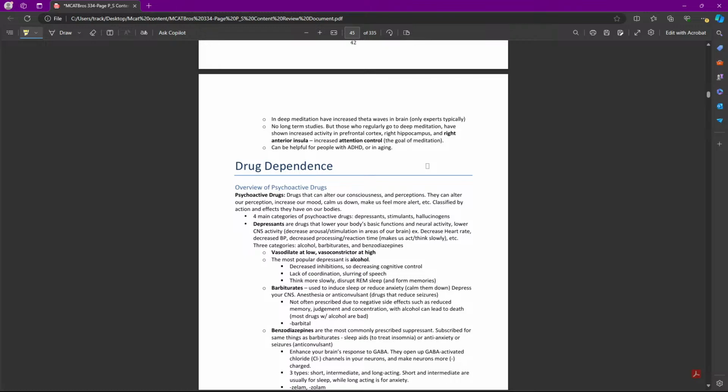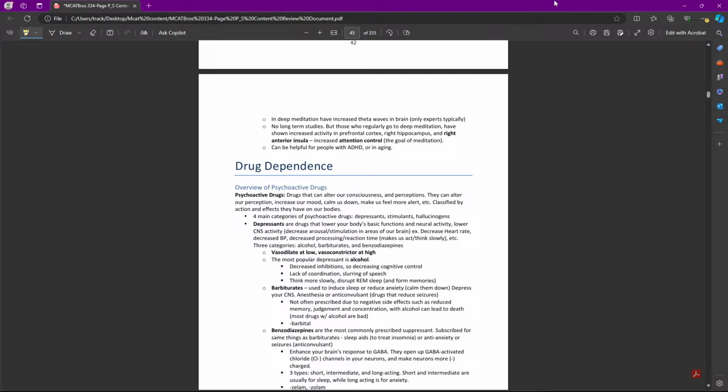Benzos are also used for schizophrenia. It generally causes vasodilation at a low dose, and it's a constrictor at a high dose. Vasodilation is low, vasoconstriction is high blood pressure.